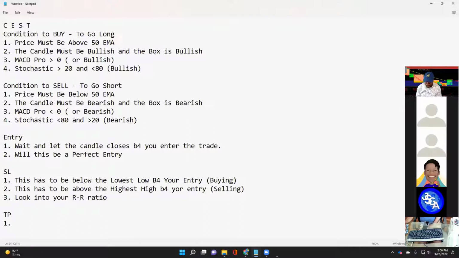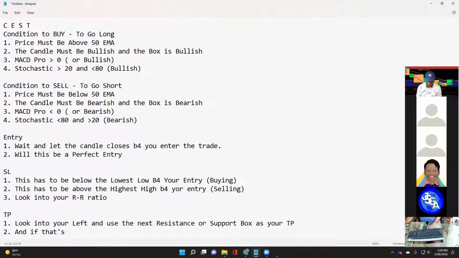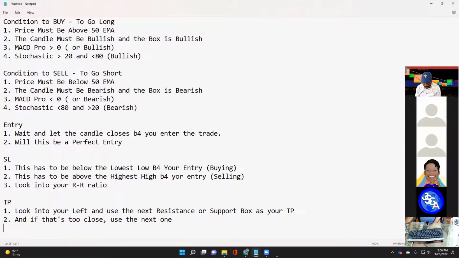The take profit, number one, we said look into your left and use the next resistance or support box, as the case might be, as your target take profit. And if that is too close, use the next one, which I have explained. Then number 3, you can also use the next Fibo area, Fibo line for your take profit.